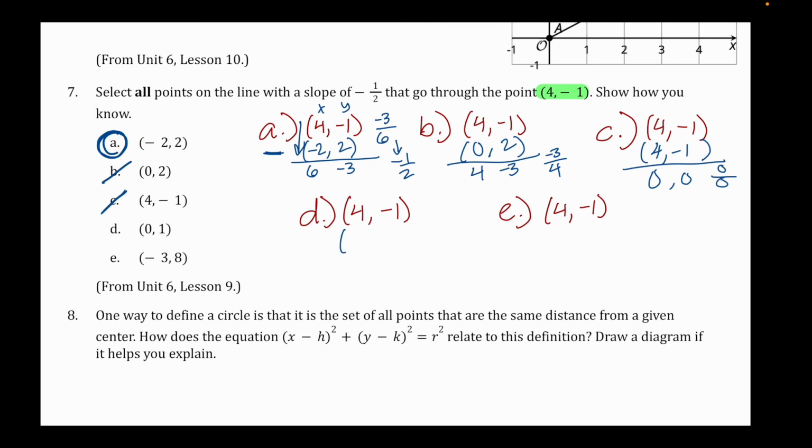But D, if we have 0 and 1, let's actually subtract this one. 4 minus 0 would be 4. -1 minus 1 is -2. So this would be -2 over 4. Not going to be an actual answer here. And then the last one, -3 comma 8. 4 minus negative 3 is 7, and -1 minus 8 is negative 9. So this one here, I didn't do one of these wrong, did I?